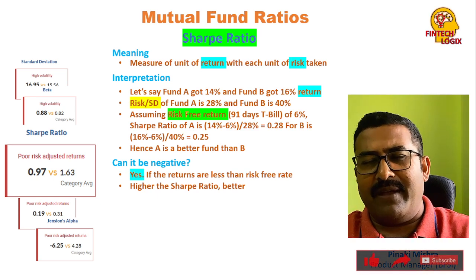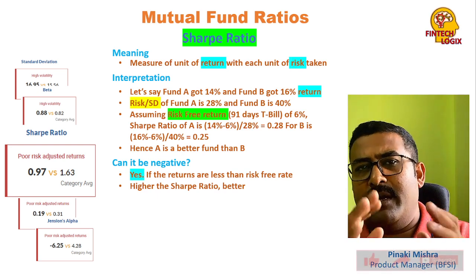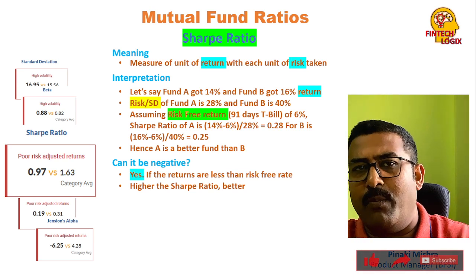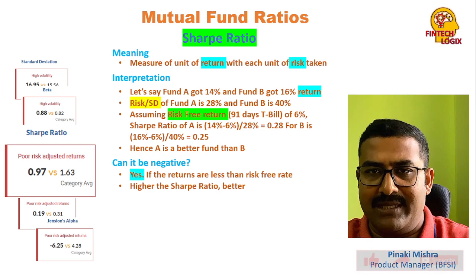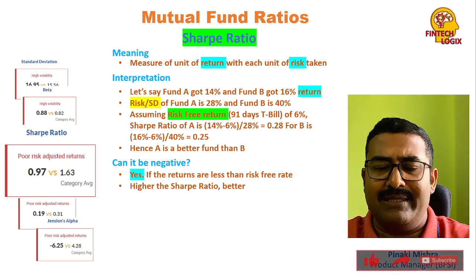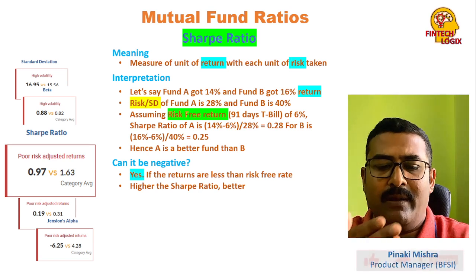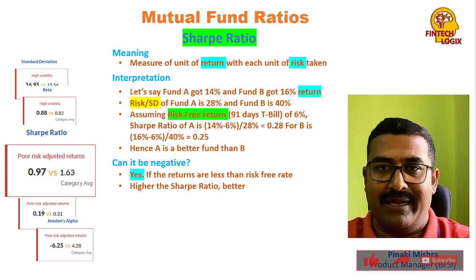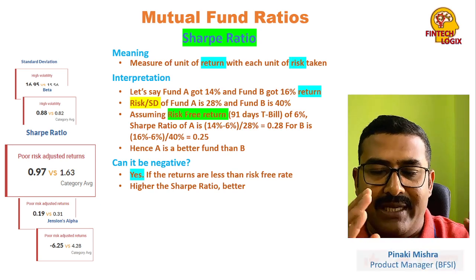Now if I give an example from the left-hand side diagram, where I have pictured one mutual fund, your Sharpe ratio is 0.97 versus your category average of 1.63. So what does this mean? This means that this particular mutual fund is taking a lot higher risk, may your return be good, but a lot higher risk than other funds in the same category. That is what creates a difference, and you should not be investing in these funds if you are doing a comparative study.